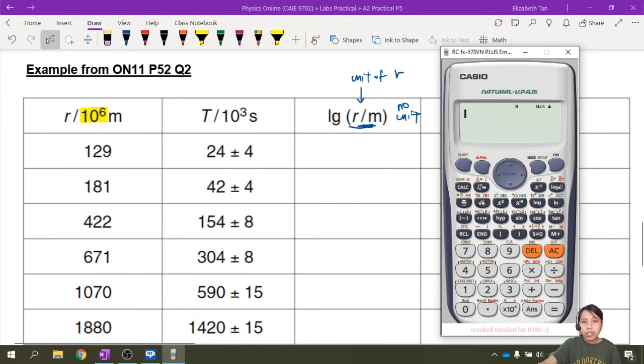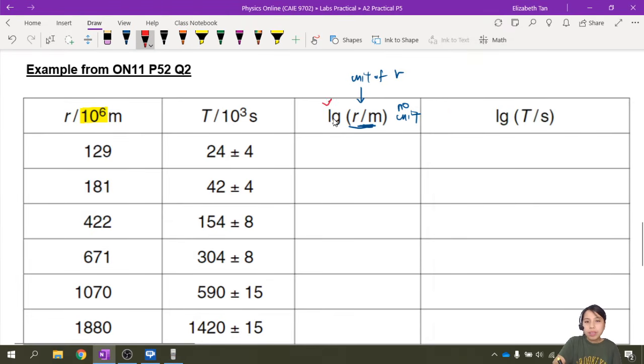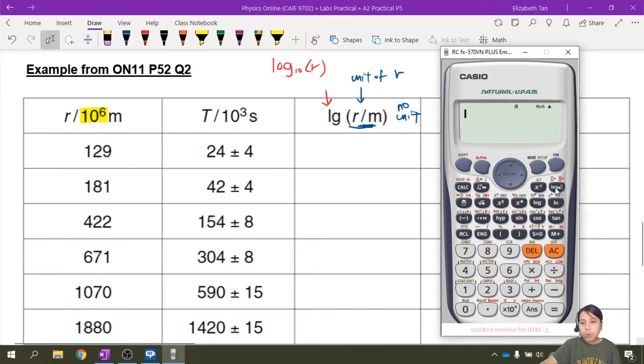Log, LG. This one means log base 10. If they didn't write, it means it's 10. So you log base 10 of R. Do we have a log base 10? Okay, some calculators have this, so you have to type it out. But some calculators have the shortcut here. You see log. So if your calculator is this, you just press log. Easy. If not, you have to do this one and type the base. So mine is convenient, so I'm going to do this.